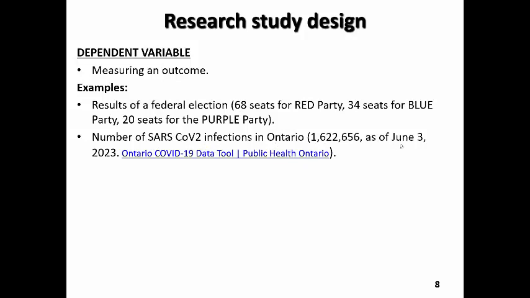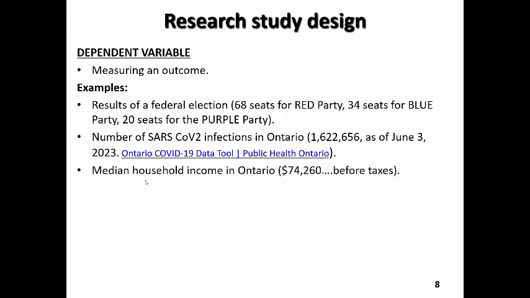And as of June 3rd, 2023, the Ministry of Health for Ontario has tracked over 1.6 million cases of positive SARS-CoV-2 infections. And so what we're looking at here is the greater than 1.6 million number of cases is the actual final numerical value that we're interested in, as is the number of seats for each of the three respective parties.